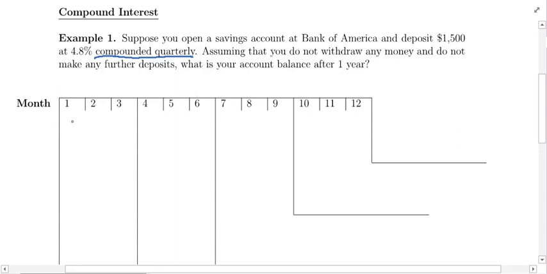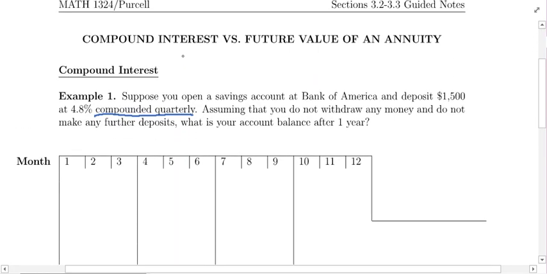If you notice, the 12 months are broken up. I have a vertical line before the 1, another between the 3 and the 4, between the 6 and the 7, between the 9 and the 10, and then after the 12. So what's going on here? Let's go back to this phrase compounded quarterly. First of all, let's talk about this word compounded that you keep hearing about, but we really haven't talked about yet. The word compounded means that the interest is added to the account.